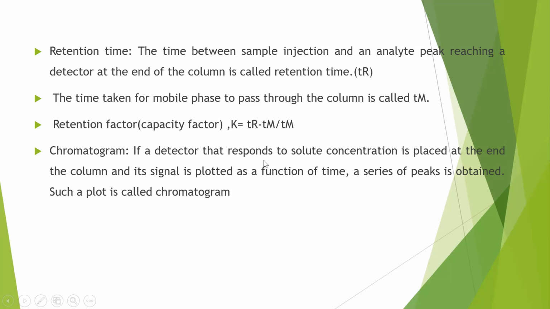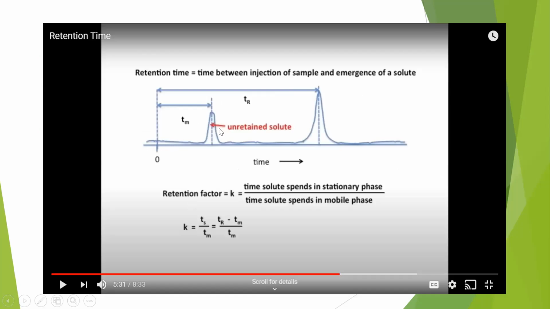Chromatogram. If a detector that responds to solute concentration is placed at the end of the column, its signal is plotted as a function of time. So it is the plot of signal versus time. A series of peaks is obtained, and this is known as chromatogram. This is an example of chromatogram. This is signal and time. Signal is taken on y-axis and time is taken on the x-axis.